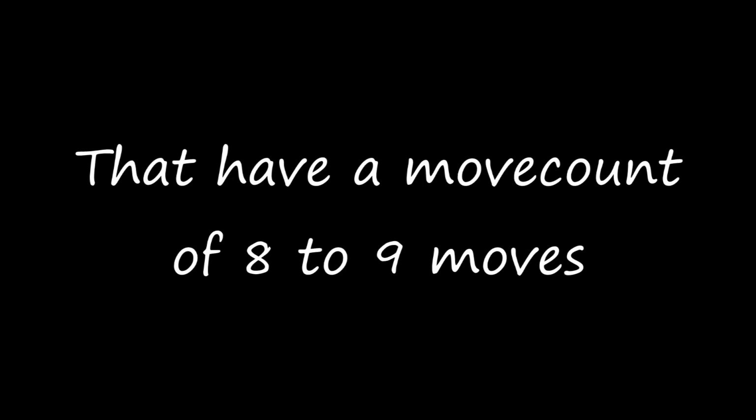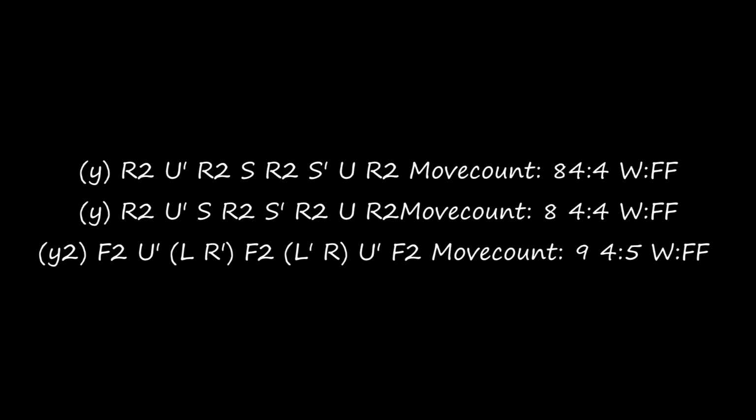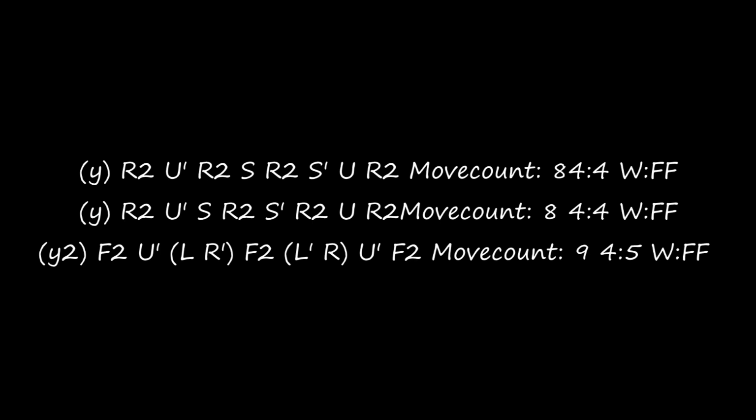Now let's look at the U-perms that range from 8-9 moves. Now if I have to be honest with you, all these algorithms suck. The first two algorithms are nearly impossible to fingertrip without having to regrip, and that is a major deal breaker for any algorithm.